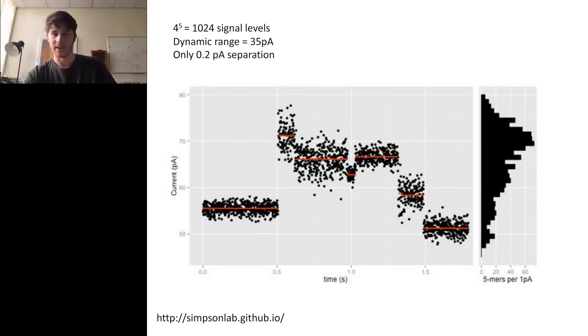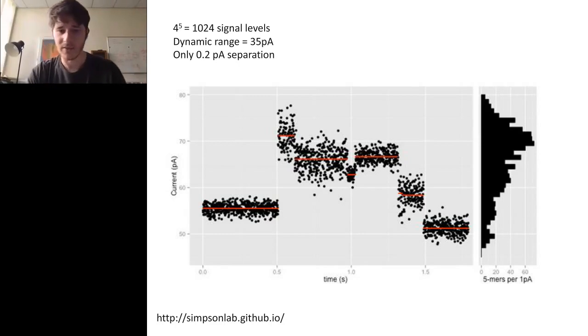You can see that you account for some variation in the samples, but the red lines represent what we call events, and those represent 1 kmer being in the pore. So kmer, sorry, 1 word within the pore. As the sequence progresses by 1 base, you can see that you end up with these signal levels.